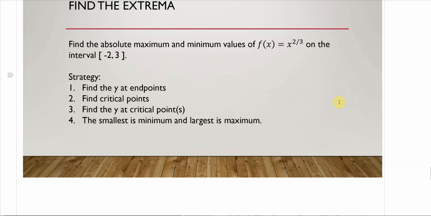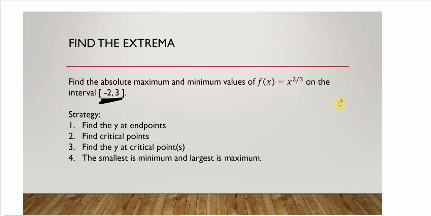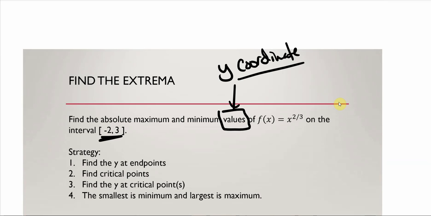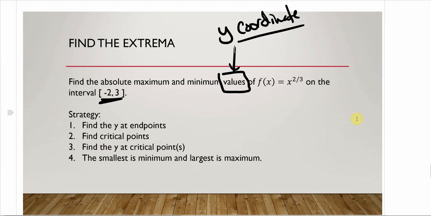Now, here's a problem where students have difficulty. I give them a piece of graph, and I want them to find the maximum and minimum values. And I'm going to clarify something right here. If I give you the word value, this means the y coordinate. From now on, if you ever see find the maximum value, find the minimum value, then you find the y coordinate. If I say find the maximum, find the minimum, you could give me an x coordinate or you can give me the y coordinate. But the word value means the y coordinate.